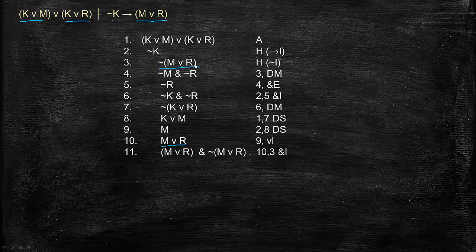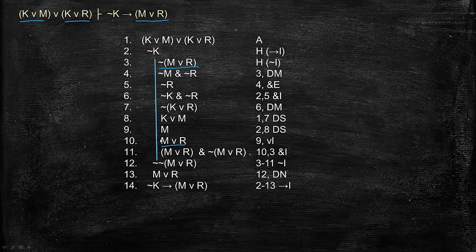So you write M or R and not M or R by 10-3 and introduction, which gives you not M or R, right? The negation of the original hypothesis. So not M or R, and now you can drop a line, and now you know that if not K, then not M or R, but you don't want that. You want not if not K, then M or R, but you can have that through 12 in double negation, right? And now you're ready to state your conditional and drop your line.